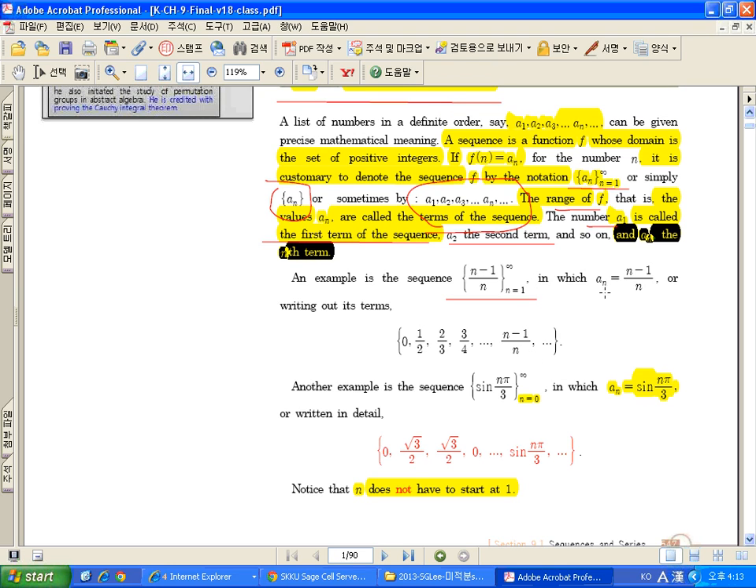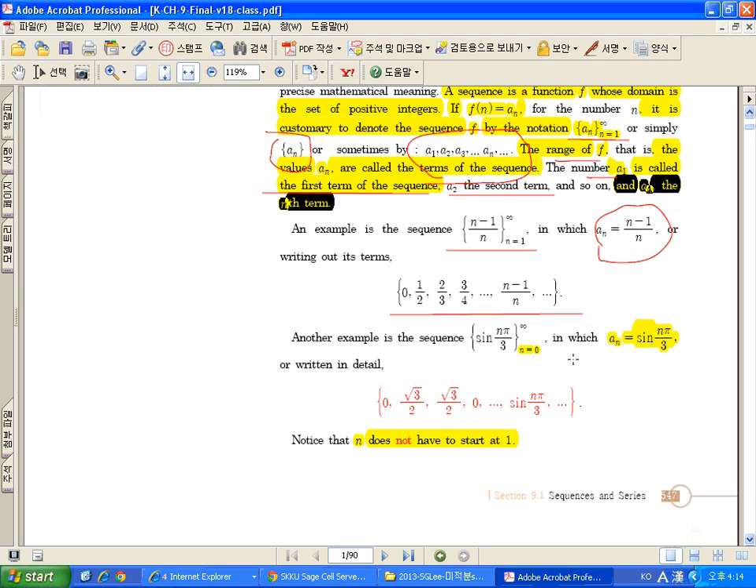Okay, here's an example of a sequence. Suppose in this case, a_n is (n minus 1) over n, or this can be written in this way. Another example is the sequence sine of n pi over 3 from n equals 0 to infinity. So the sequence may not start from 1. In this case, this sequence starts from n equals 0.